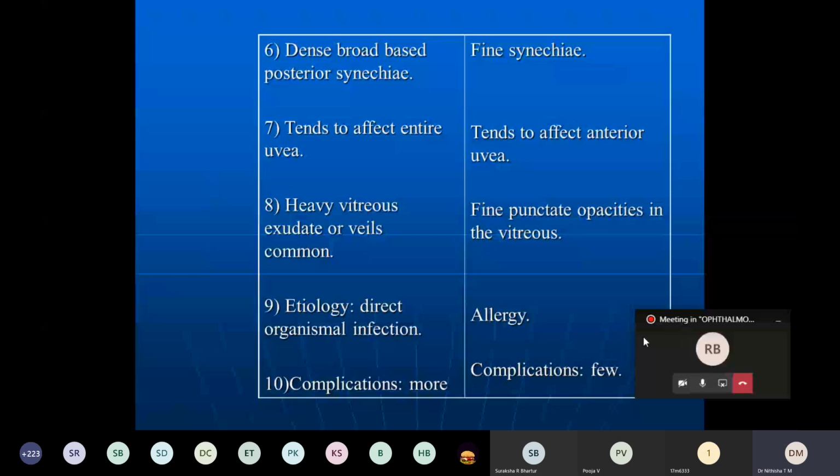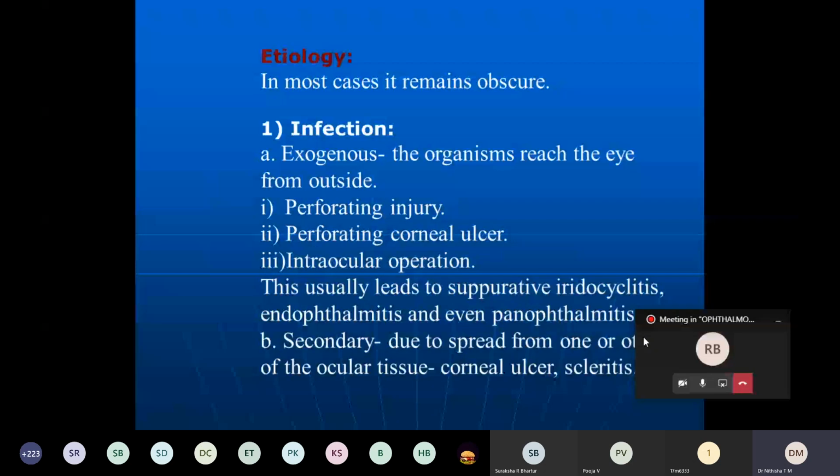In most cases it remains obscure. Okay, the etiology, we don't know what the cause is. We have to find out the cause. First, you should always remember, are the infections. It can be exogenous: organisms reach the eye from outside, due to a perforating injury, or a perforating corneal ulcer, or following any intraocular operation. This usually leads to acute iridocyclitis, and can lead to endophthalmitis, even panophthalmitis.